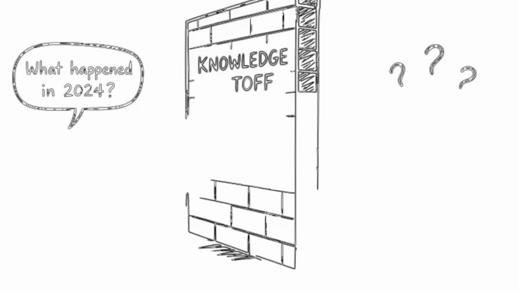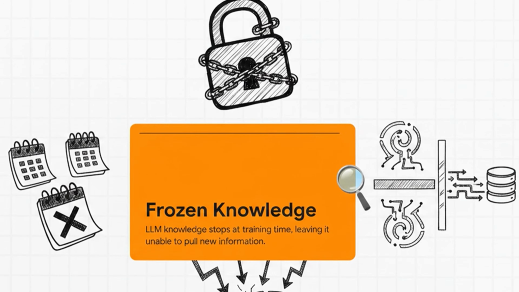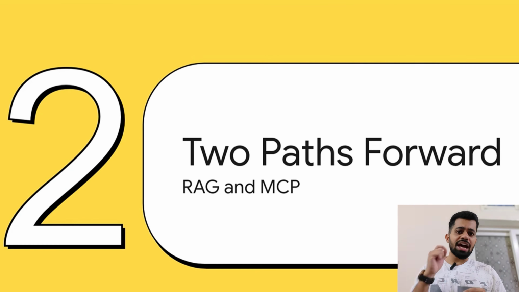This is the fundamental limitation of large language models. Their knowledge is frozen at training time. To make AI truly useful in real systems, we need ways to give models access to fresh information and external capabilities. Two major architectural approaches have emerged to solve this.